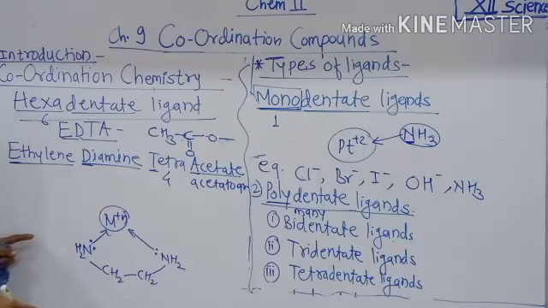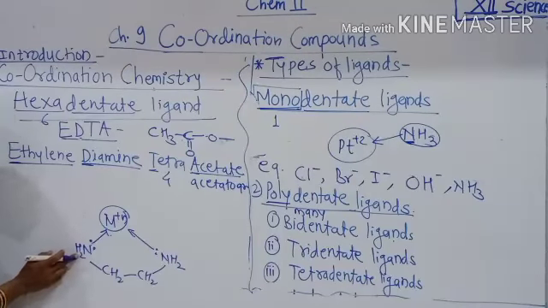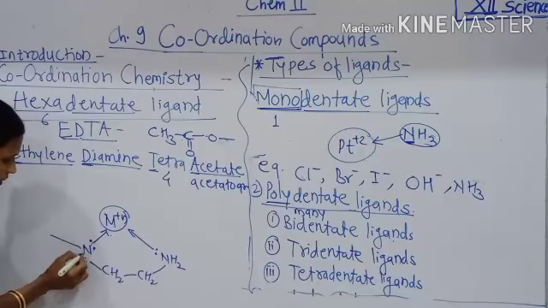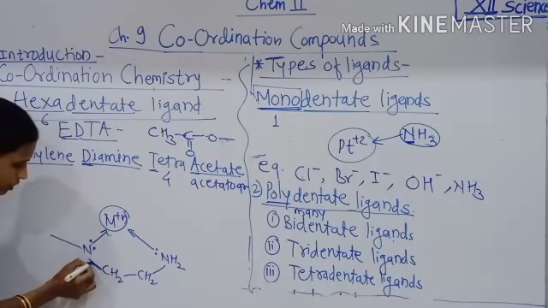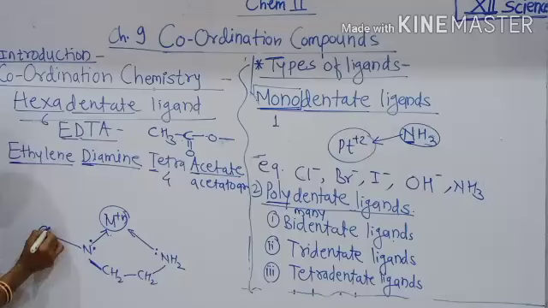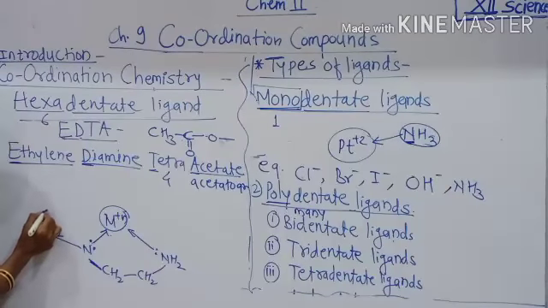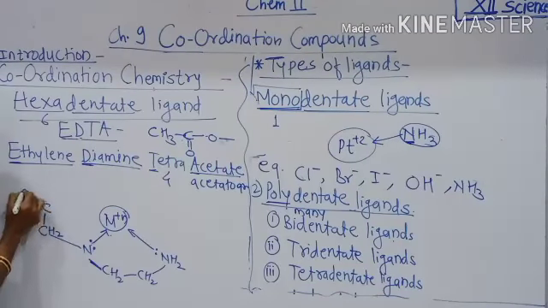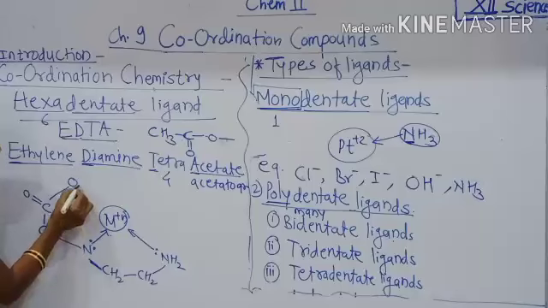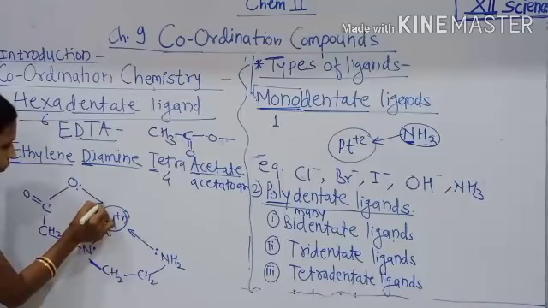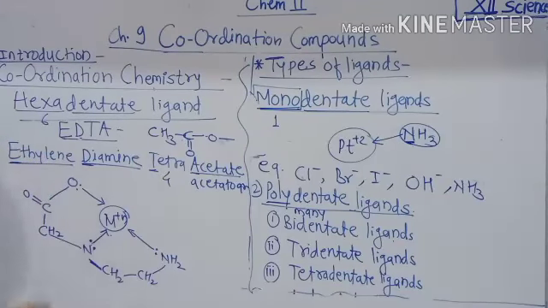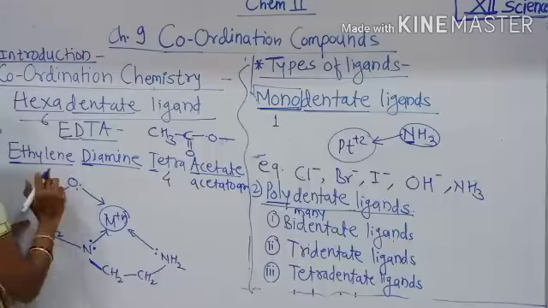See here, the acetato group is linked to this nitrogen atom by CH2, C double bond O, and this oxygen, which is coordinated with the central metal ion. That is one acetato group.